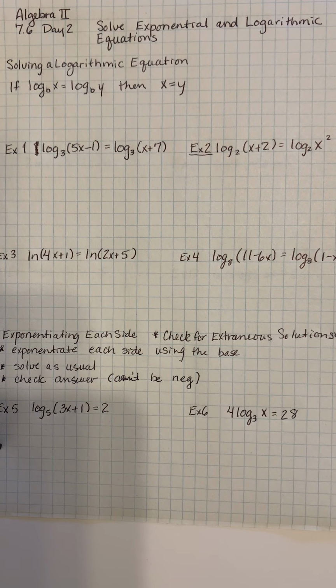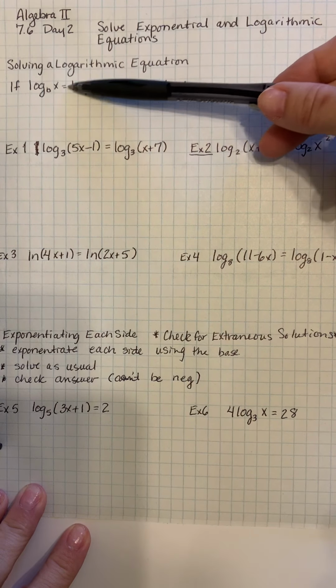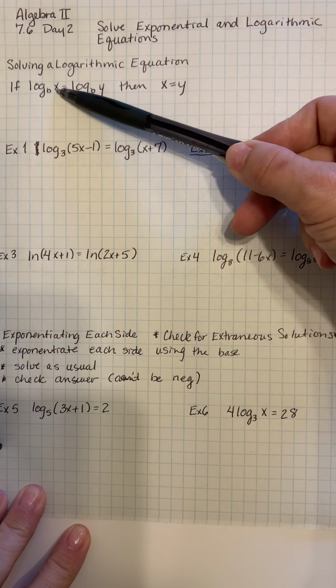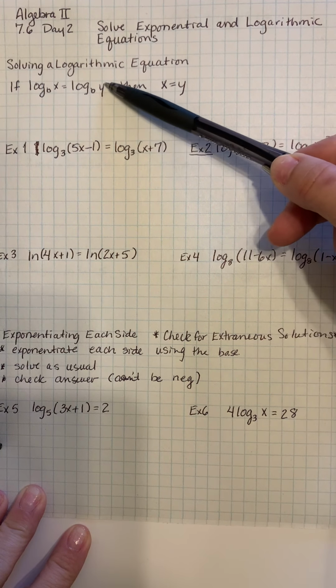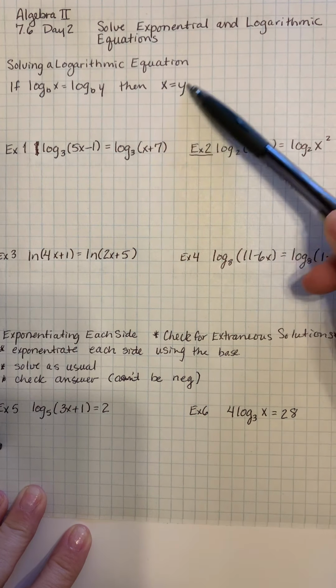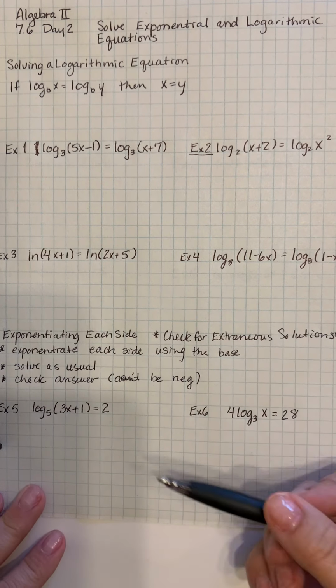7.6, Day 2. We're going to solve some exponential and logarithmic equations again, but we're going to be doing the opposite of what we did yesterday, or in the last video. So if you look, this is the new thing that we're doing. If you have a log base of something, of a value, equal to the log with the same base of a different value, then these values have to be equivalent in some way or another. So that is the new thing that we're looking at.